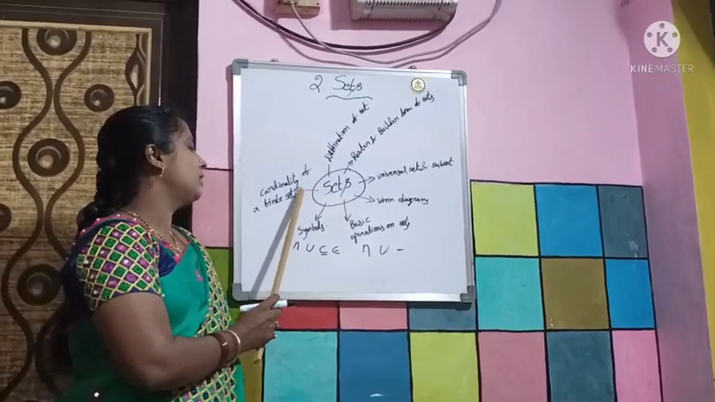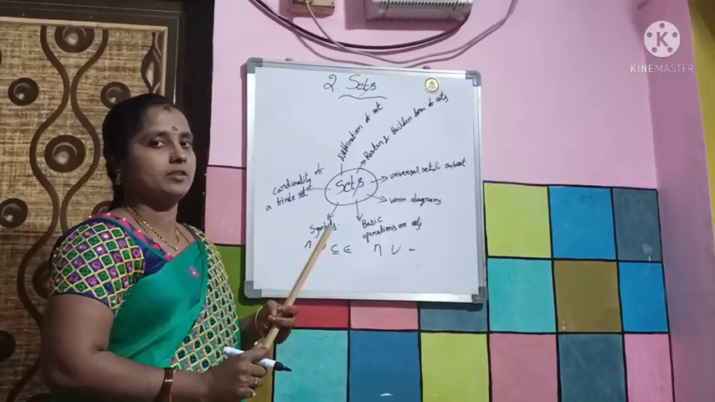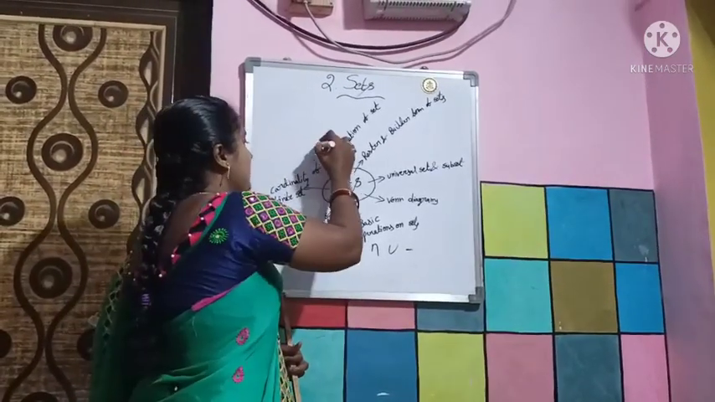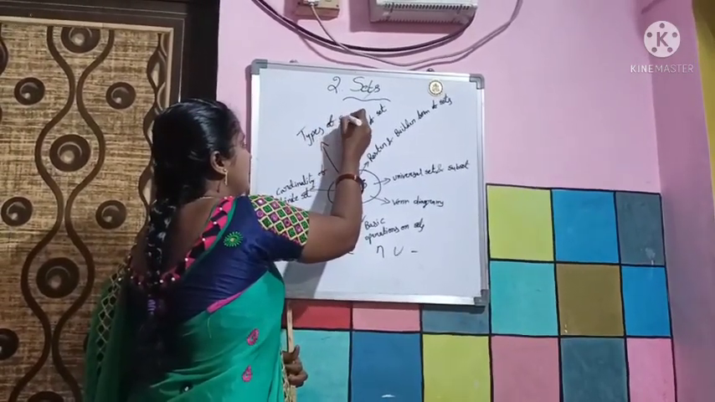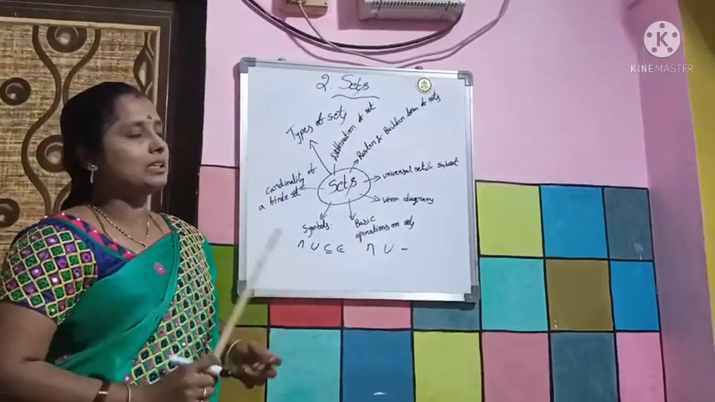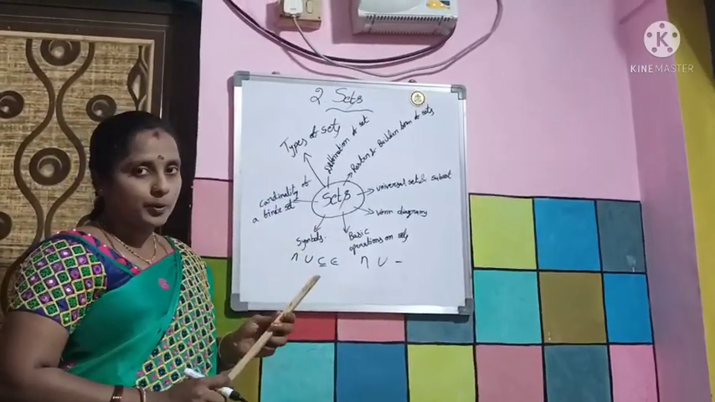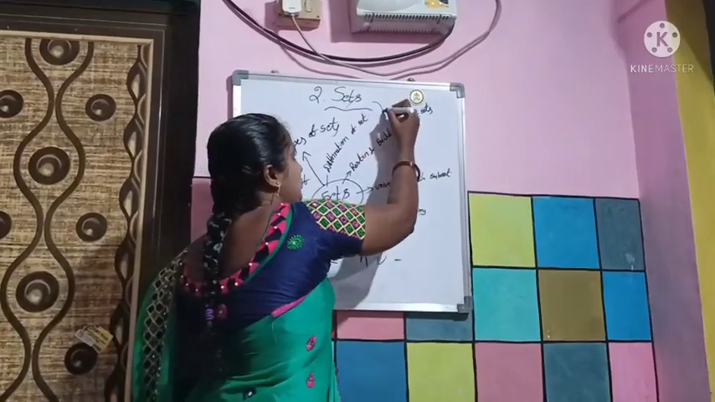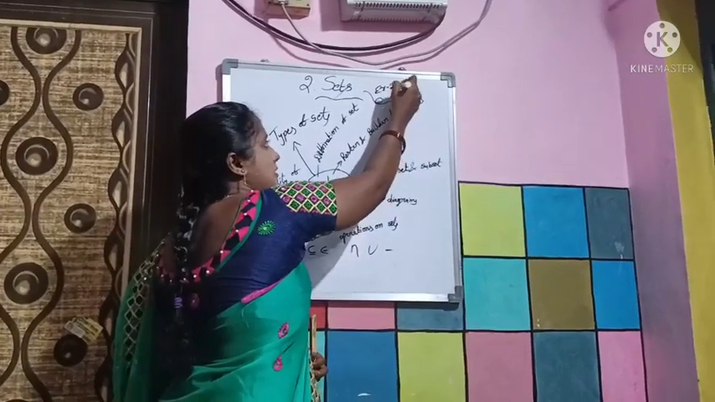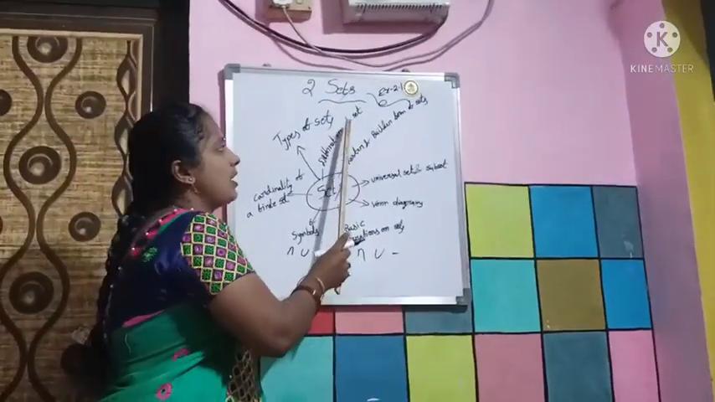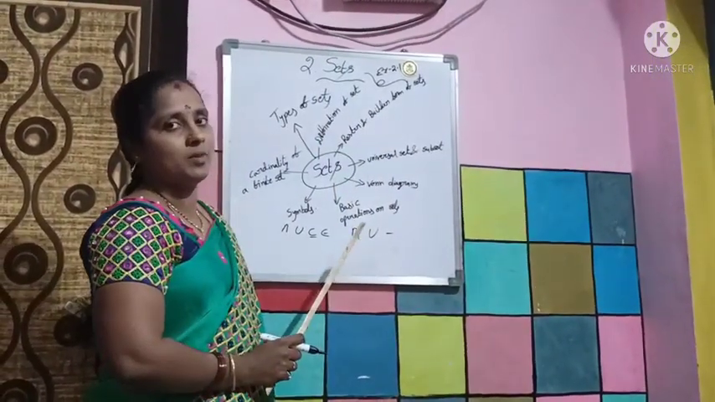Next, cardinality of finite set. Next, types of sets. We learn about the types of sets. Students, this is the mind map of sets. Very important. These 2 topics cover exercise 1: what is a set, and the roster and builder forms of sets.